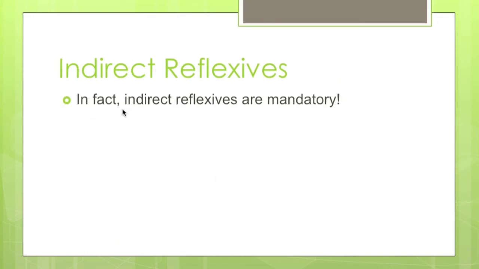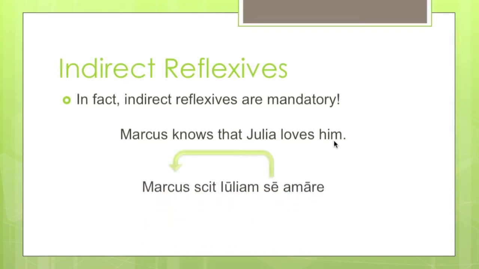And indirect reflexives like that are actually mandatory in Latin. They aren't optional. Let's say we want to translate the sentence, Marcus knows that Julia loves him. There's actually an ambiguity in English. Is this him the same as Marcus? Or is this him someone else, like Frank or Bob or Sam? Well, in Latin, that ambiguity doesn't exist. Because if you want to say that this him is Marcus, you must use the reflexive.